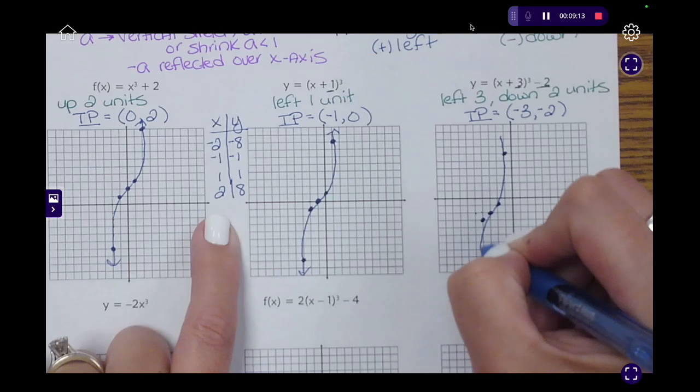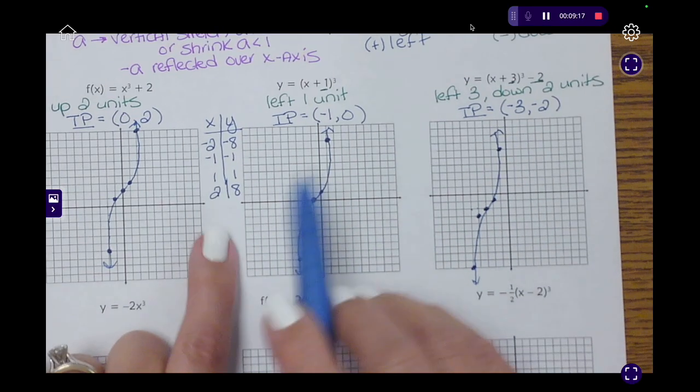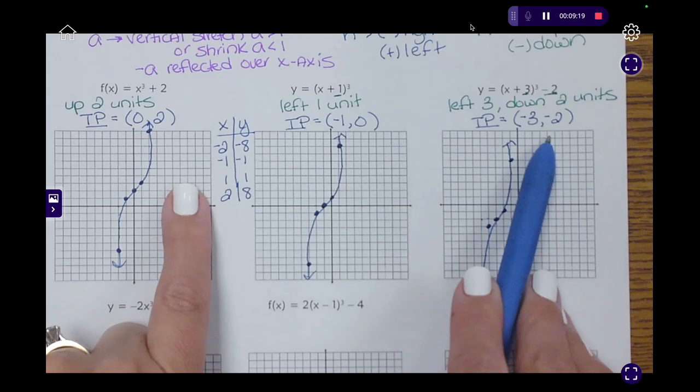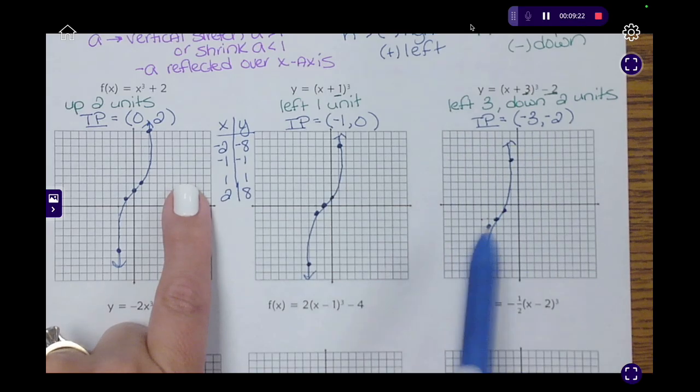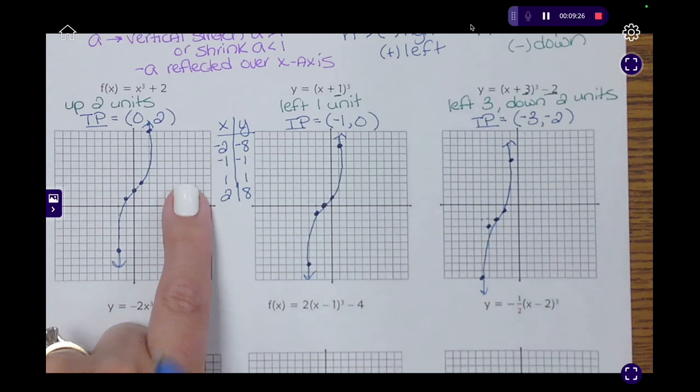So again, make that little curve when you connect those 3 in the middle. All right, so looking at these, our turning point is where we started because everything was based off of that turning point, and make sure that we can talk about whether it's going left or right, up and down.